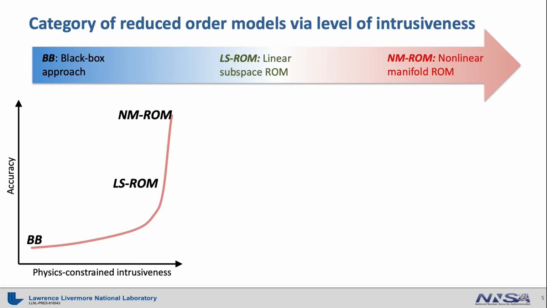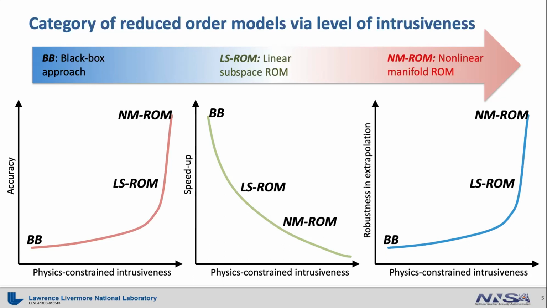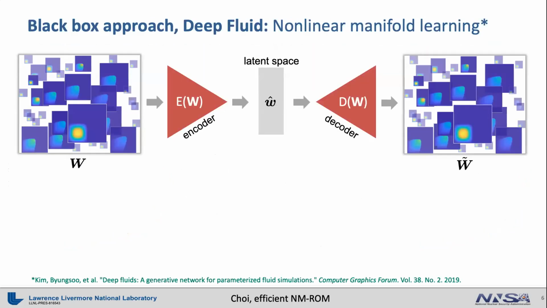Roughly speaking, more intrusiveness means more accuracy. So the intrusive reduced order models are more accurate than the black box approach if the same amount of data is used. On the other hand, more intrusiveness means less speed up. So the black box method is faster than the intrusive reduced order models in general. Also, the physics-constrained reduced order models are more robust in extrapolation than the black box reduced order models, which will become handy in multi-query applications such as PDE-constrained optimization, design optimization, etc. So let's start with the black box approach.